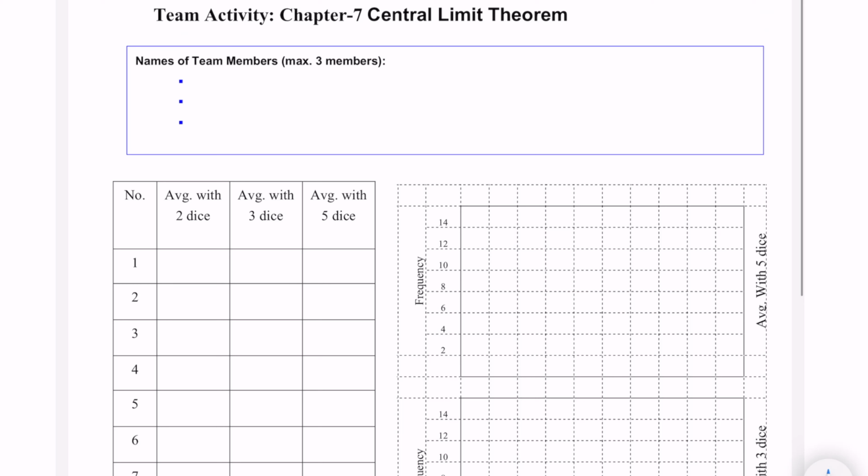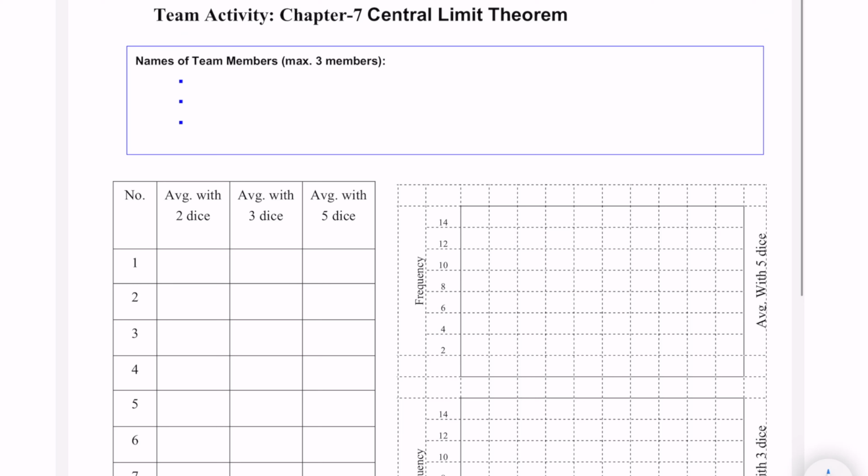And then come to average with 3 dice. You get the scores, let's say 5, 7. No, you cannot get 7, it's a dice, so only 6. So 5, 6, and maybe 3. You add them, divide by 3, you get average. So put that average here. So repeat with 3 and repeat with 5.